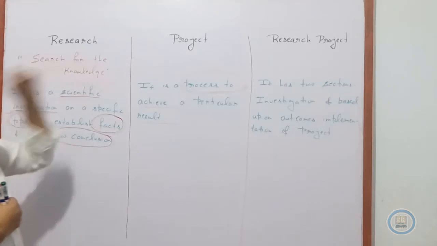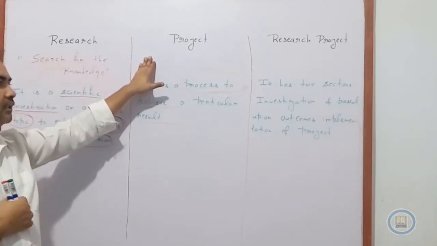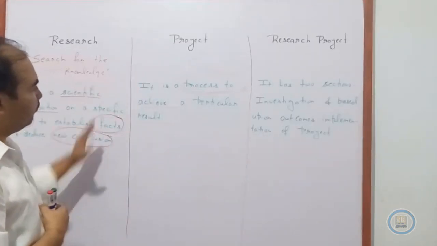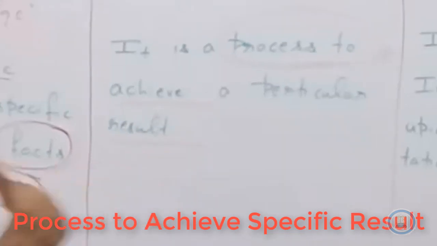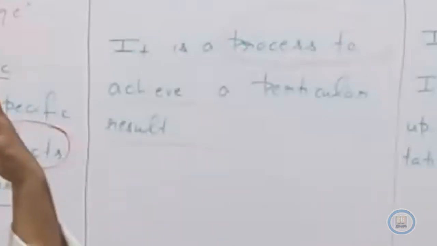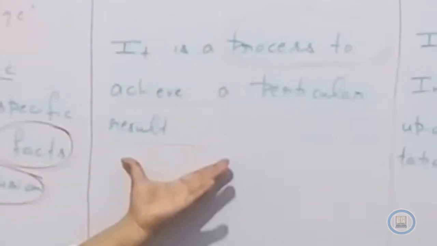The second thing is about the project. Most of the time we are confused about research and project. What is research and project? Project, actually, is not a scientific investigation. It is a process to achieve a particular result. That is, we know the result in advance. We want to achieve this result after completing this project. So this is called a project.